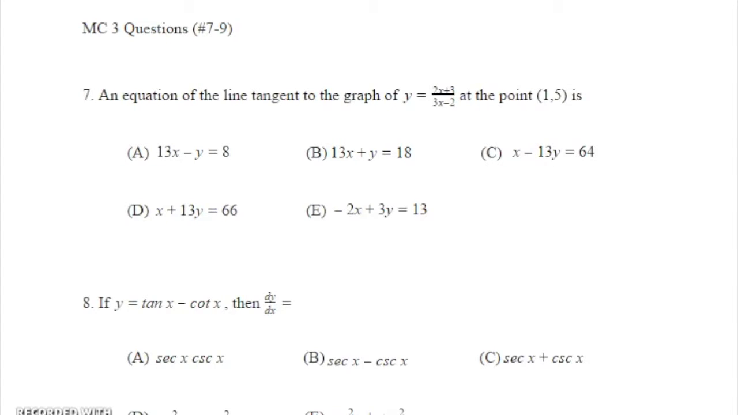Hi, I'm Rebecca, and I'm going to teach you guys how to solve questions number 7 to 9 from MC3. First, we're going to look at number 7. An equation of the line tangent to the graph of y equals (2x plus 3) over (3x minus 2) at the point (1, 5) is.